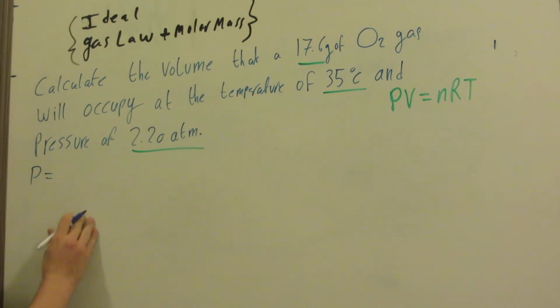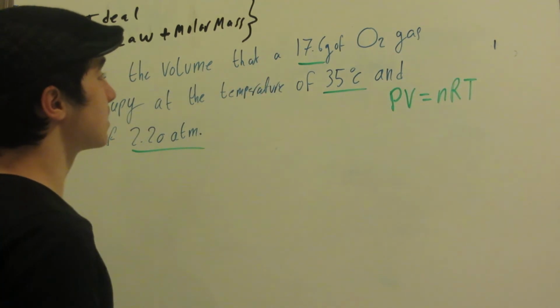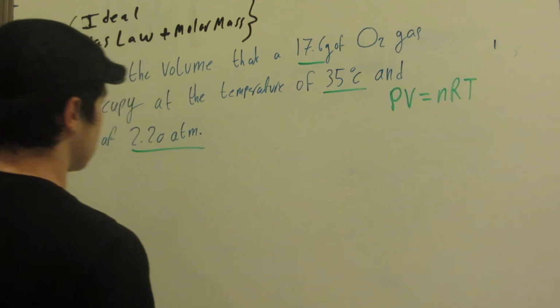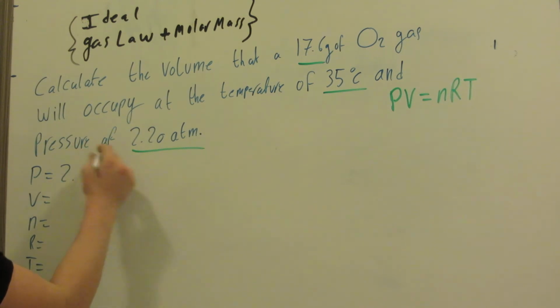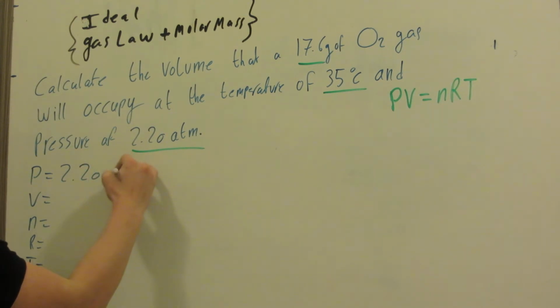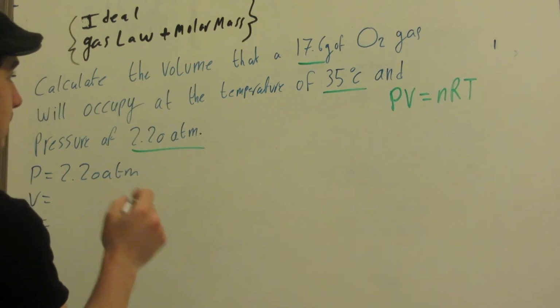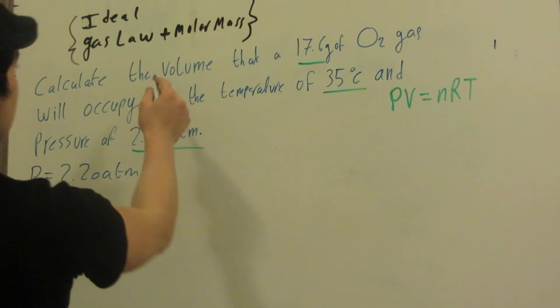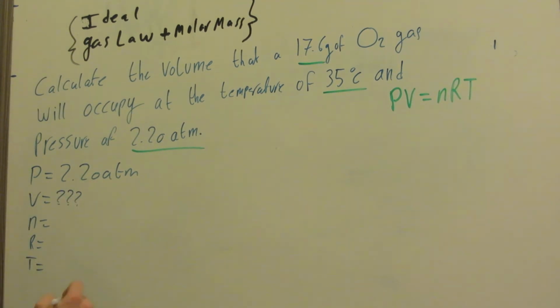P equals, V equals, n equals, R equals, T equals. Alright, let's start. It mentions 17.6 grams of O2, that's the number of moles. Let's leave it aside. Let's put the pressure. The pressure is mentioned as 2.20 ATM. The volume is going to be calculated, so the volume is unknown.